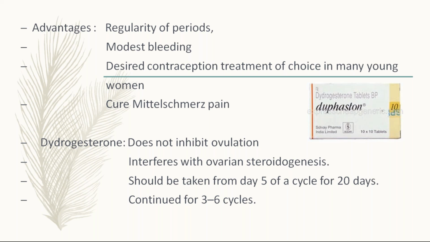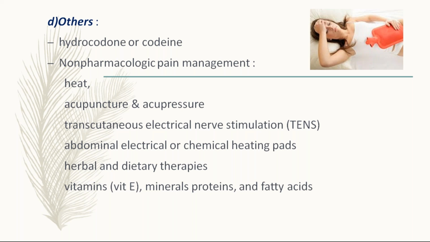Advantages are regularity of the periods, modest bleeding, and desired contraception. It is the treatment of choice in many young women. Dydrogesterone is also used as an alternative to the progesterone OC pills for those who need conception. This does not inhibit ovulation. It interferes with ovarian steroidogenesis. It should be taken from day 5 of the cycle for 20 days, continued for 3 to 6 cycles.